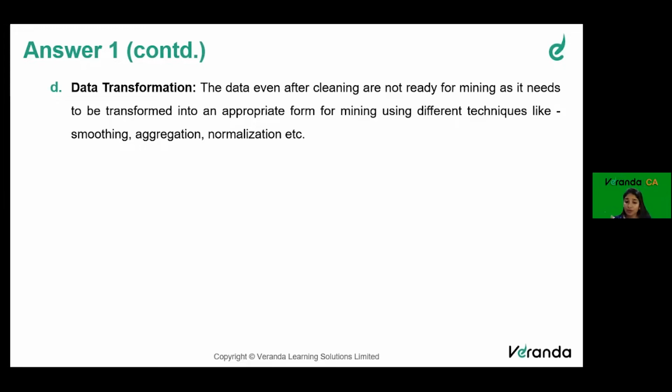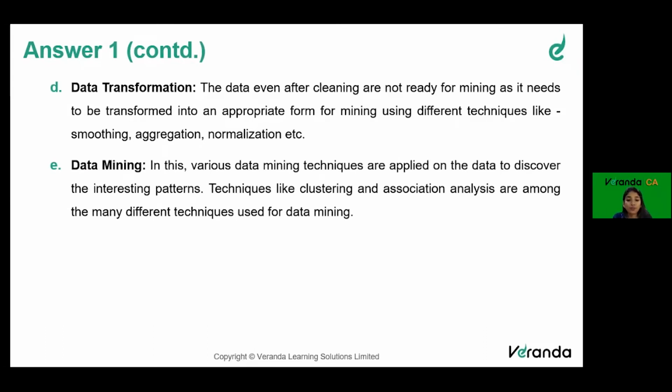Smoothing, aggregation. You need to write all these words in your answer. It forms a part of the key. So we have smoothing, we have aggregation, and the fifth one is data mining. The question is also about the steps in data mining, and one of the steps is data mining itself. In this, the actual mining techniques are applied to discover interesting patterns. For example, the class is very good in English because their average is very high. So I make some sort of a pattern or a graph.